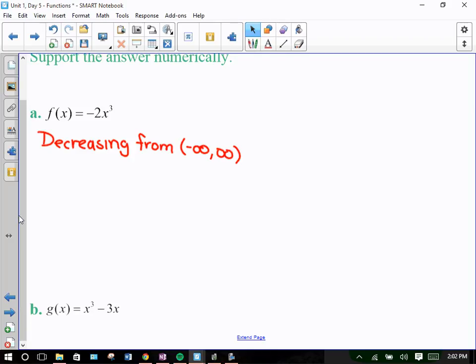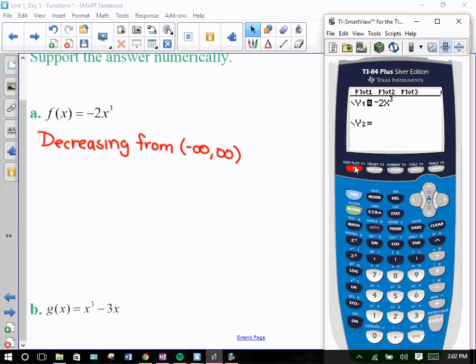Alright, so x cubed minus 3x. Got that? X to the third power minus 3x. And I do 6. Okay, so you have this graph right here.